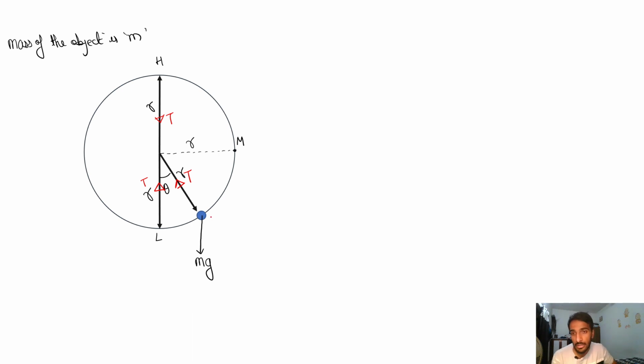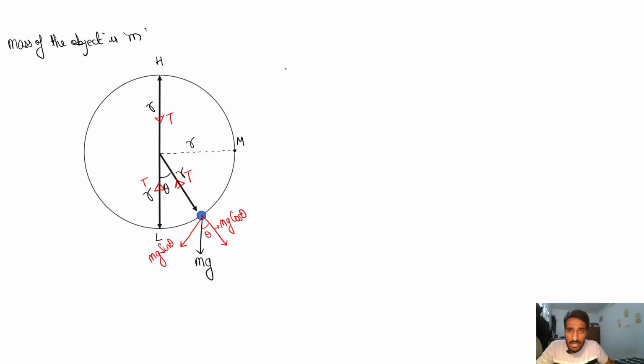What we have to do here is resolve mg. We have this vector and this vector. If this is theta, then this is also theta. So this vector is mg cos theta, and this vector is mg sin theta. If the object has to rotate in this particular orbit, what is the minimum tension that is required? We need to balance the forces. How will you balance the forces?